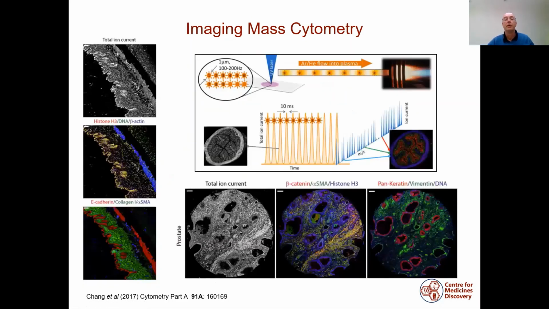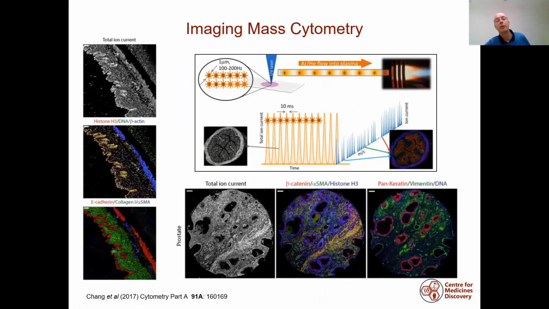So again, this is the workflow. We have up to a 200 Hertz laser. It's taking a sample every 1 micron in your tissue. It's then quantifying the different lanthanides present in that sample, and then mapping it onto the tissue.